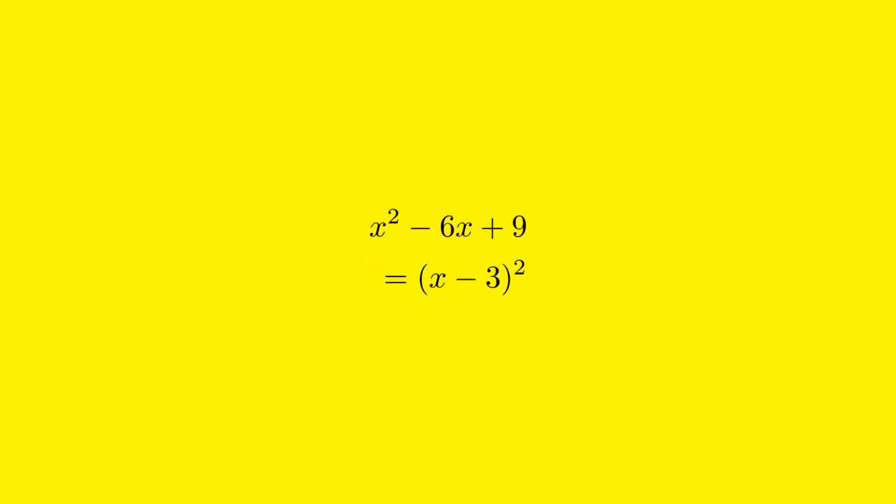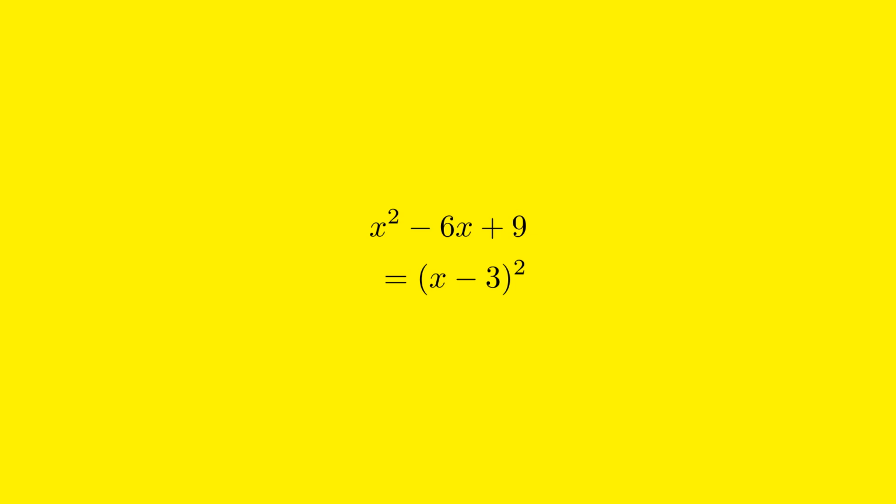Step 1 involves recognizing that the given quadratic expression is a perfect square trinomial. We start with x squared minus 6x plus 9. Notice that the first term, x squared, and the last term, 9, are both perfect squares.